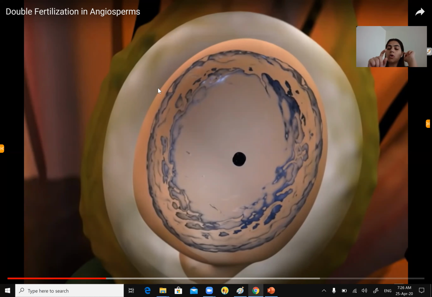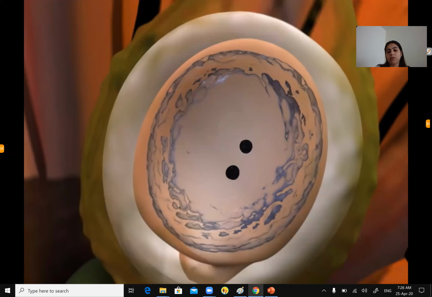Notice now how they form, and then notice how they are arranged inside the ovule. Eight haploid nuclei. First round, two. The nuclei initially share the same cytoplasm. The third round, eight. Now notice how they are arranged.